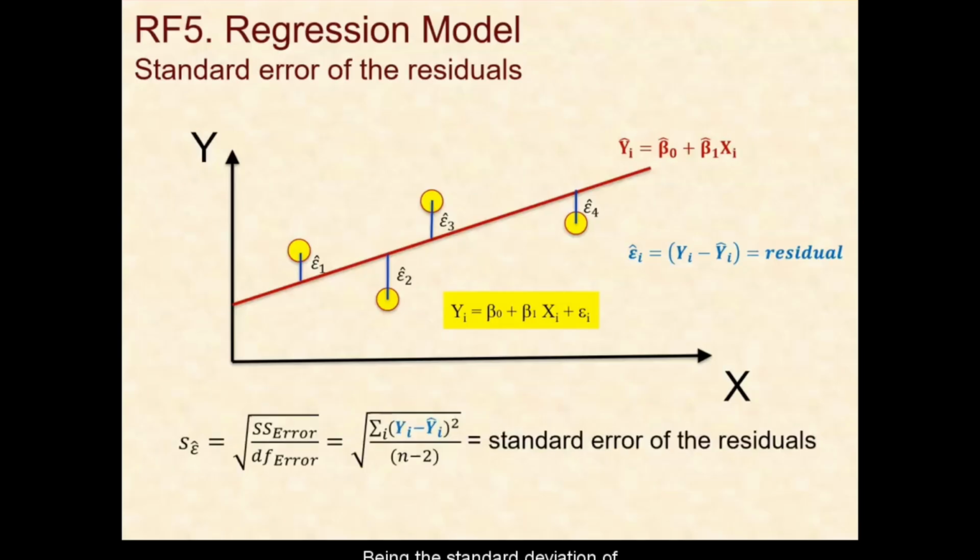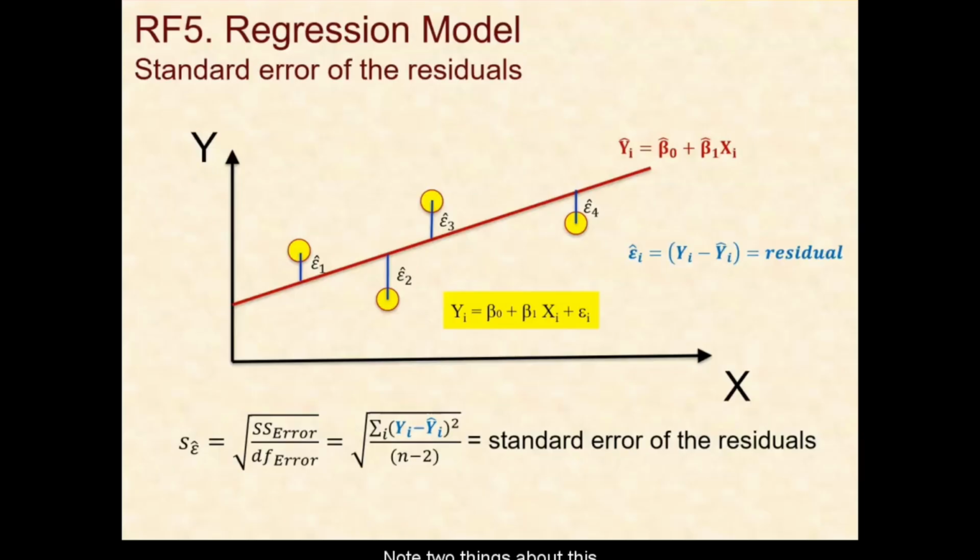Being the standard deviation of the epsilon hat values, the standard error of the residuals has the notation S sub epsilon hat. It is the square root of the variance of the residuals. The variance is the sum of squared errors, SS error, divided by the degrees of freedom error. Recall the sum of squared errors is the sum of the epsilon hat squared values. That is the sum of the squares of the differences, y minus y hat. To find the variance, the sum of squared errors is then divided by its degrees of freedom. In the simple linear regression case, the degrees of freedom are n minus 2.